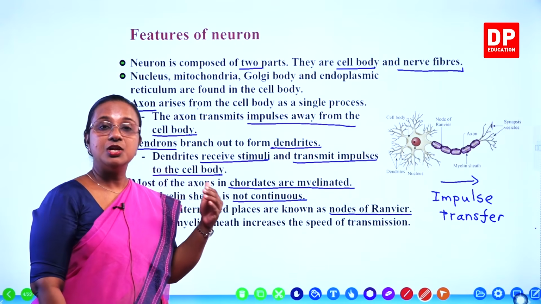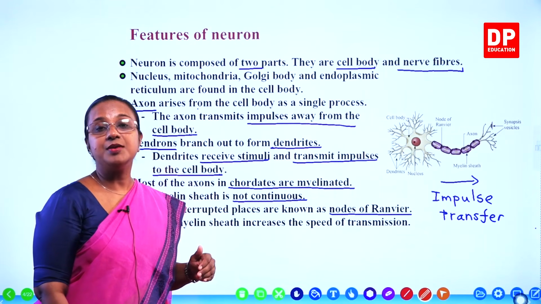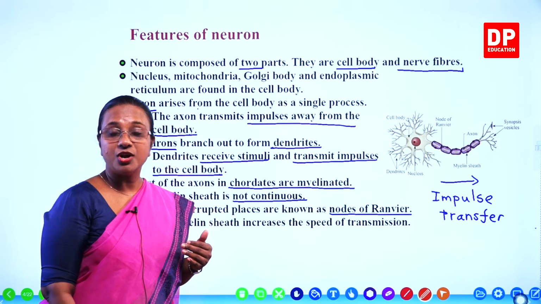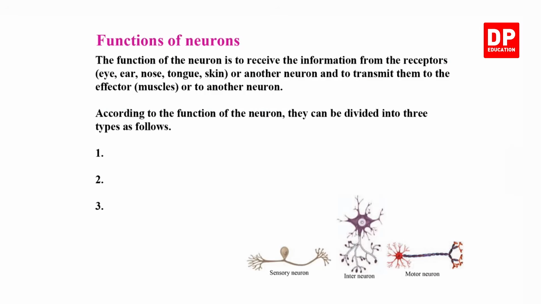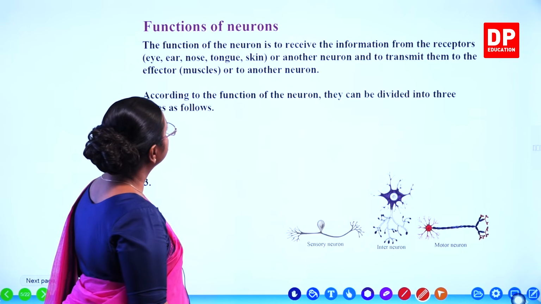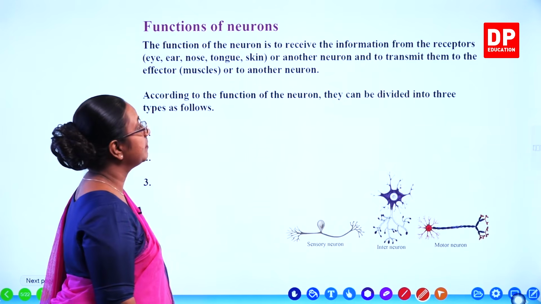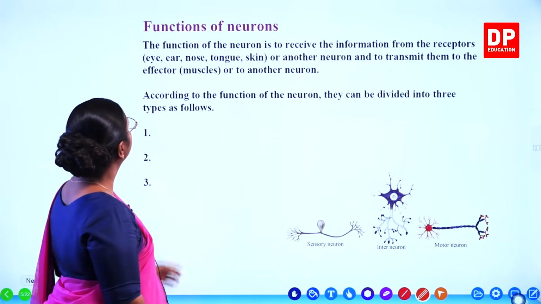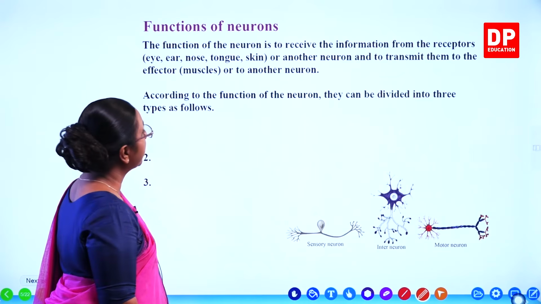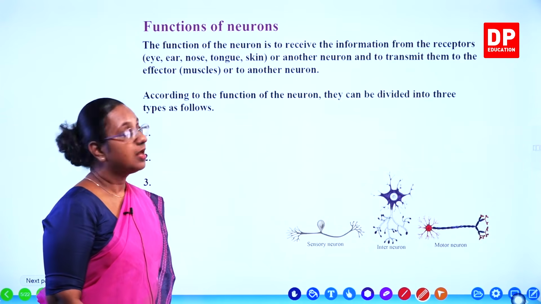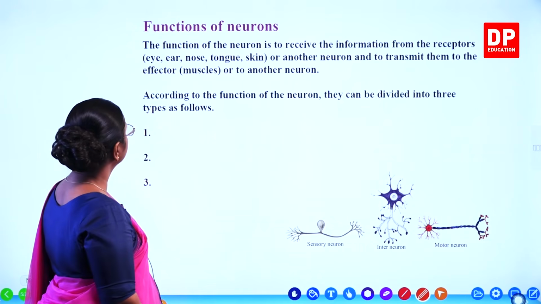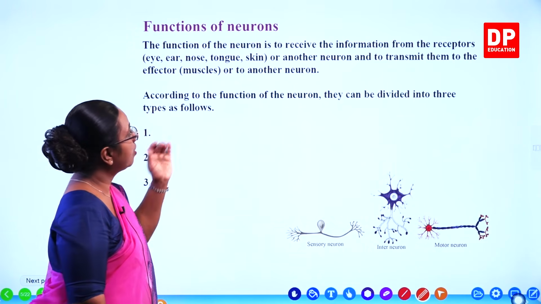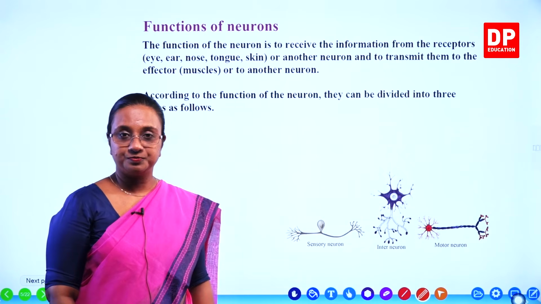Now let us look at the different types of neurons based on their structure and functions. Functions of neurons. The function of the neuron is to receive information from the receptors, eye, ear, nose, tongue and skin, or another neuron, and to transmit it to the effector, muscles, or to another neuron.